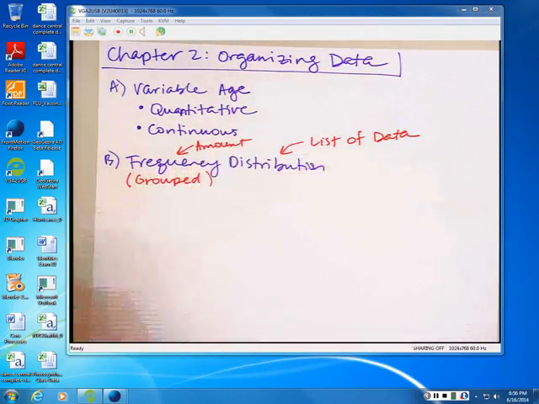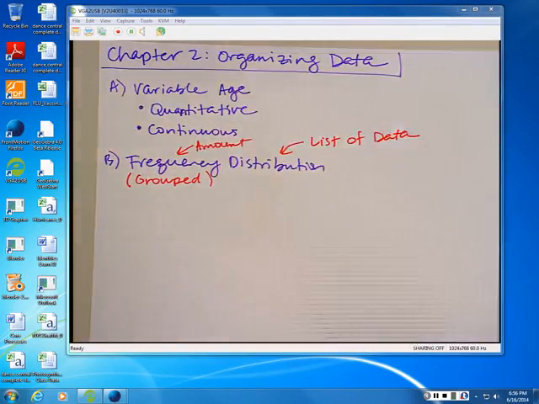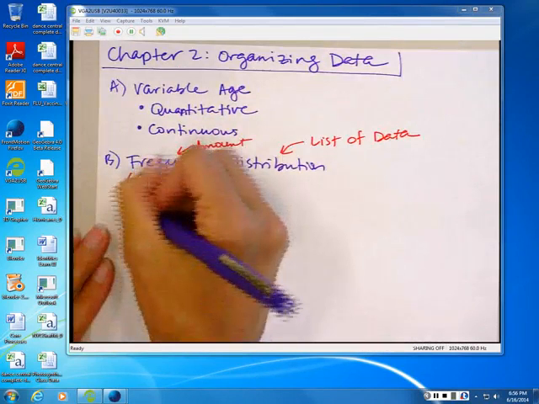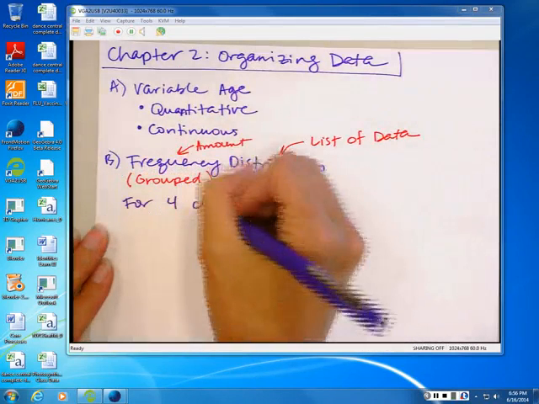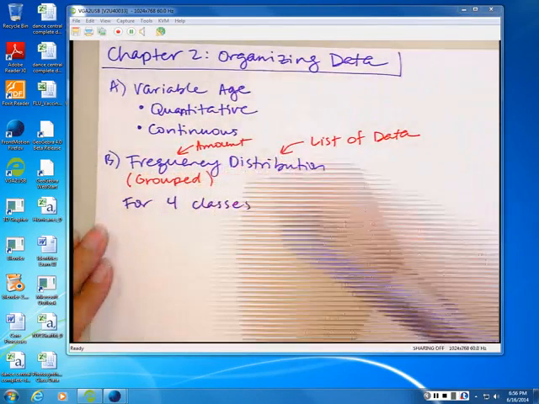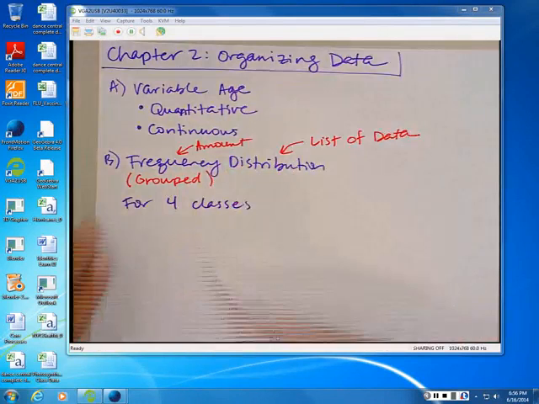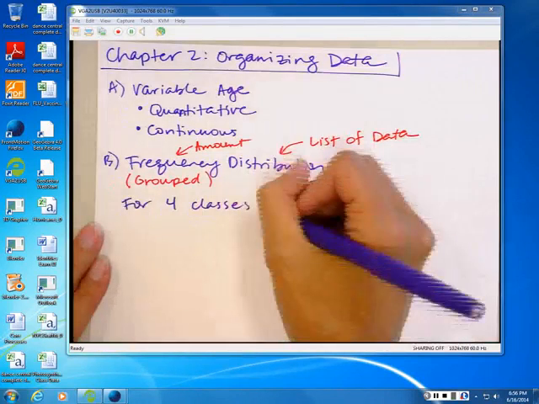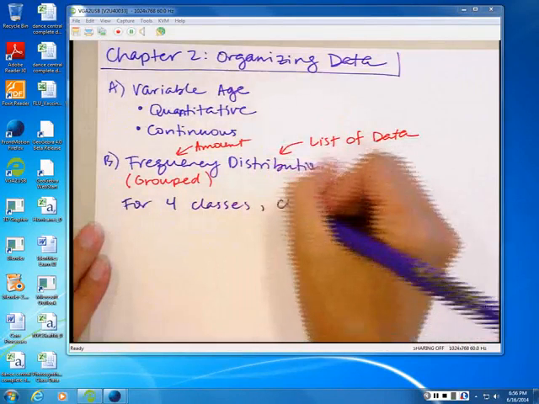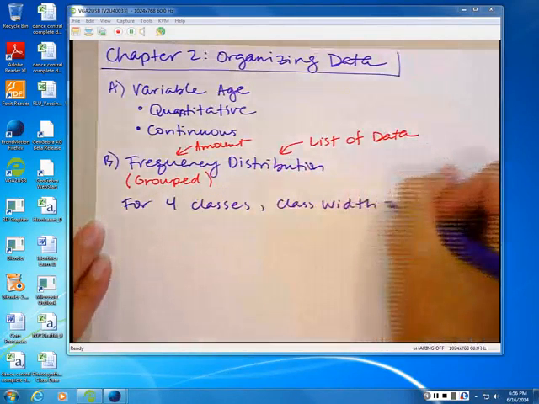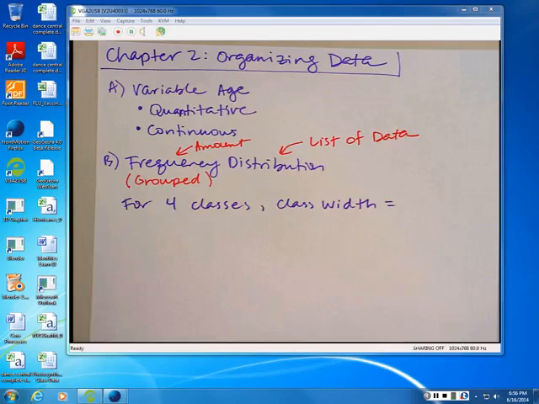We're actually going to be doing a grouped frequency distribution. So we're going to take this age data and put it into groups, and I've chosen to use 4 classes. So for 4 classes or 4 age categories, we're going to start by figuring out what the class width is, so that we can organize our data really nicely.